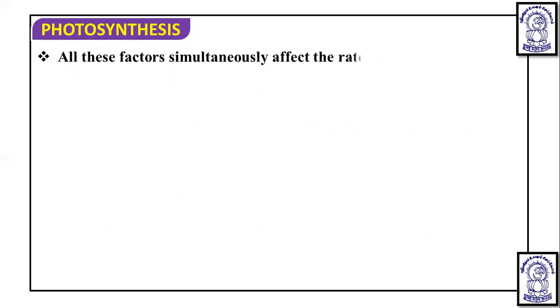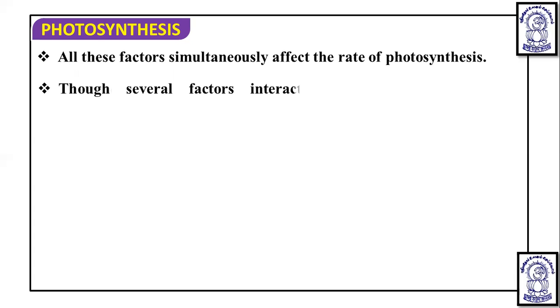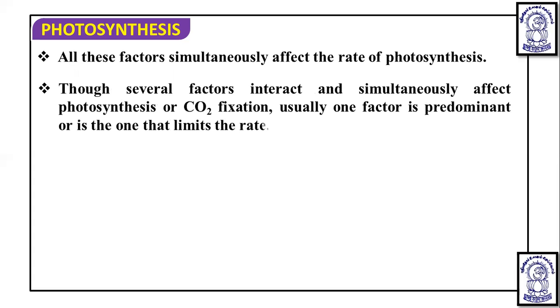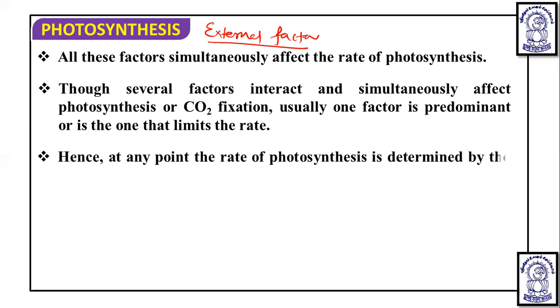All these factors simultaneously affect the rate of photosynthesis, either internal or external. Usually, one factor is predominant, or is the main one that limits the rate. If we talk about external factors specifically, when several external factors affect the rate of photosynthesis at the same time, then one factor is going to be the limiting factor.